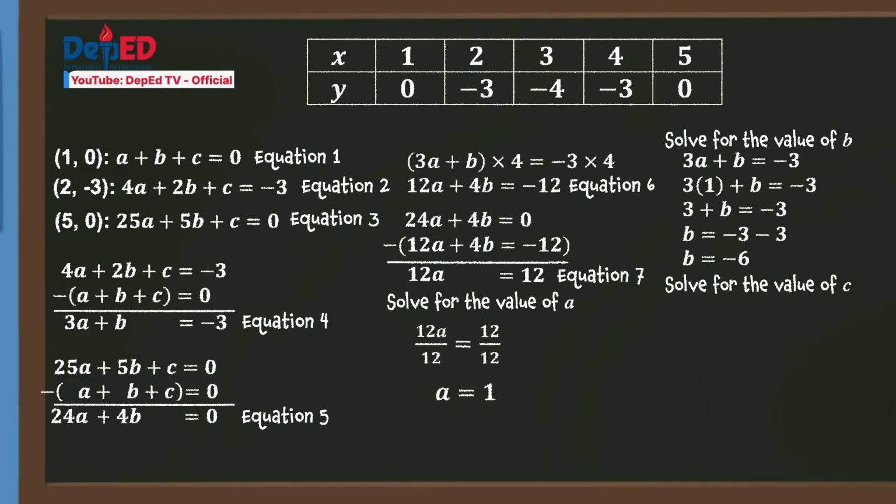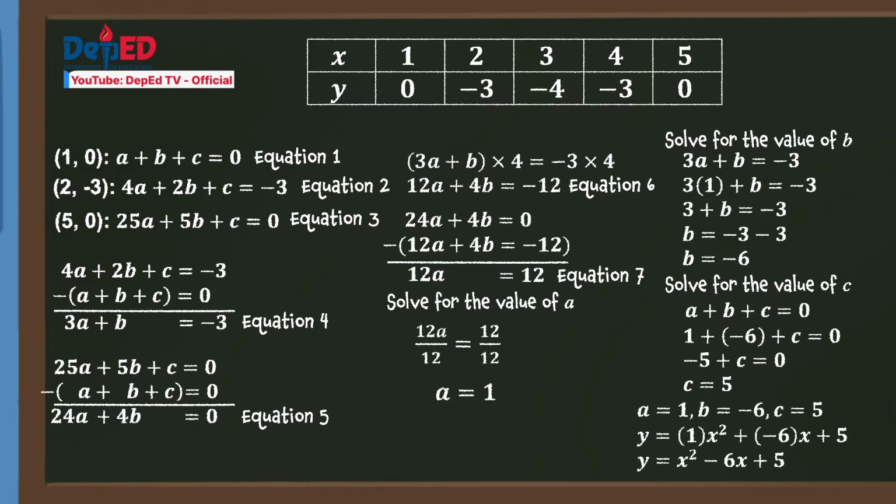Let's now solve for c using equation 1. By substituting the values of a and b, we have the equation 1 plus negative 6 plus c equals 0. This means that negative 5 plus c is equal to 0, which means the value of c is 5. And so, the equation of the function is y equals x squared minus 6x plus 5.